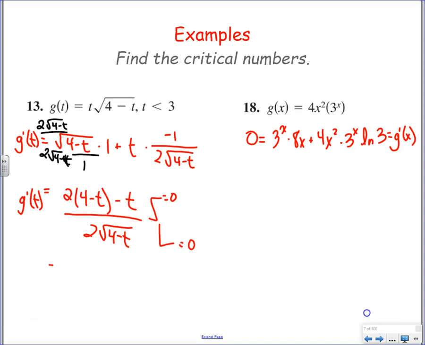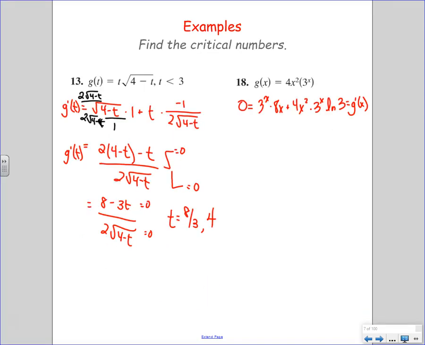So, solve for t. It's like x. Solve for t, solve for x, solve for the variable. Up here I end up with 8 minus 2t minus 1t minus 3t, right? On the bottom, top equal to 0, bottom equal to 0. I end up with t equals 8/3, a horizontal tangent line. And I have a sharp point at 4.